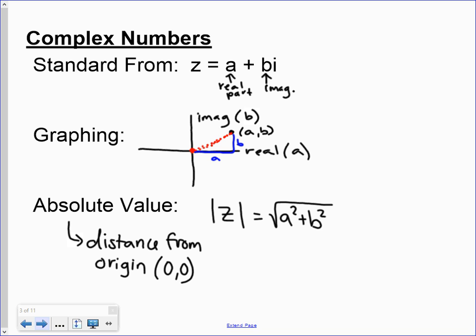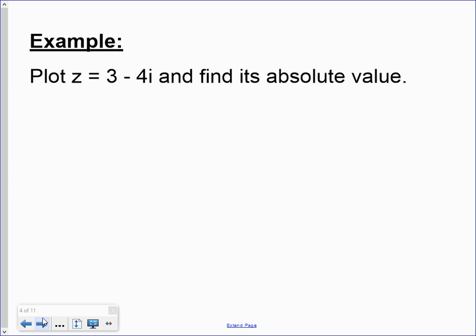I'm going to give you an example to try on your own. I'm going to give you the standard form, and I'm going to ask you to graph it. I'm going to ask you to find the absolute value. So plot z equals 3 minus 4i, and then also find its absolute value.